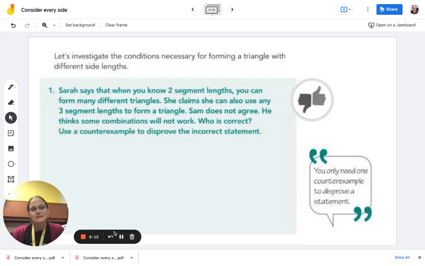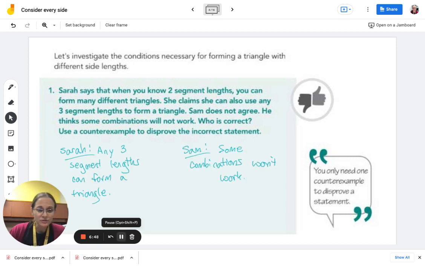So up next, we have a little bit of an investigation for you to think about. Let me read you a scenario, and I wonder what you're going to think. Our scenario says, Sarah says that when you know two segment lengths, you can form many different triangles. She claims that she can also use any three segment lengths to form a triangle. Sam does not agree. He thinks that some combinations will not work. Who is correct? Use a counterexample to disprove the incorrect statement.